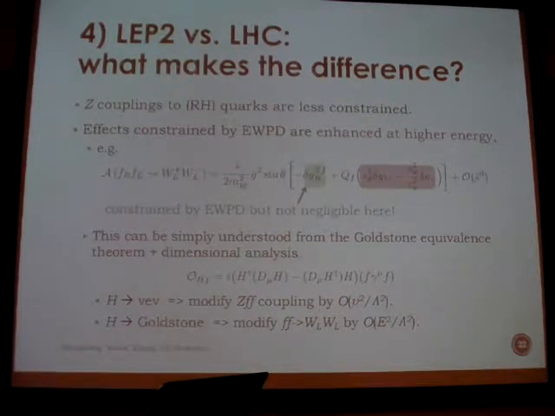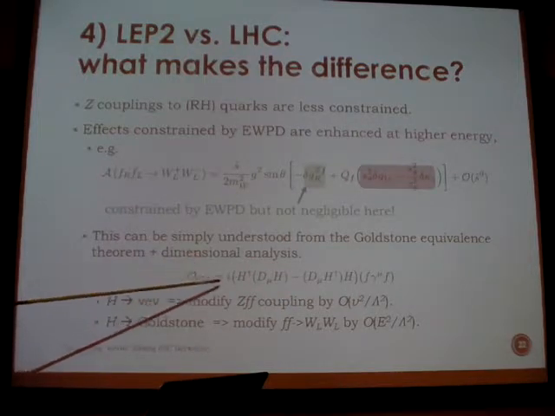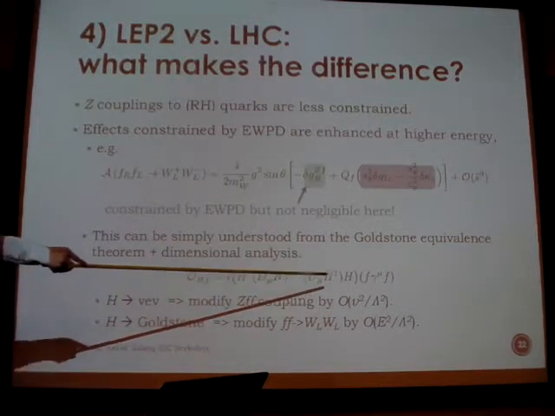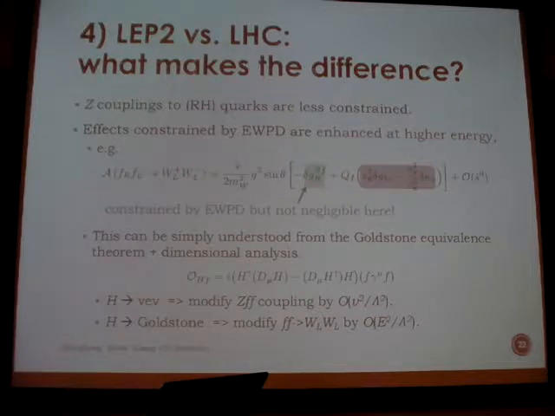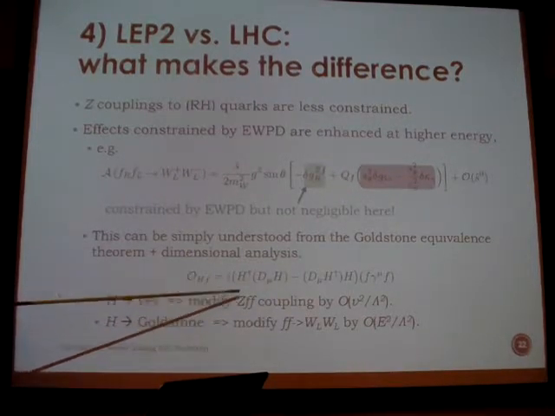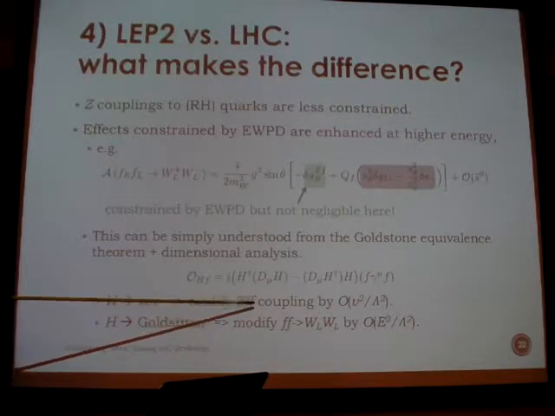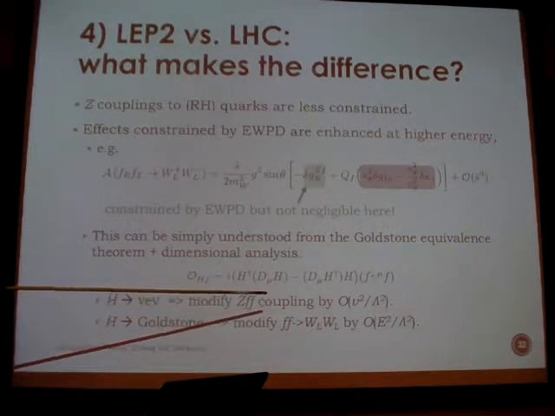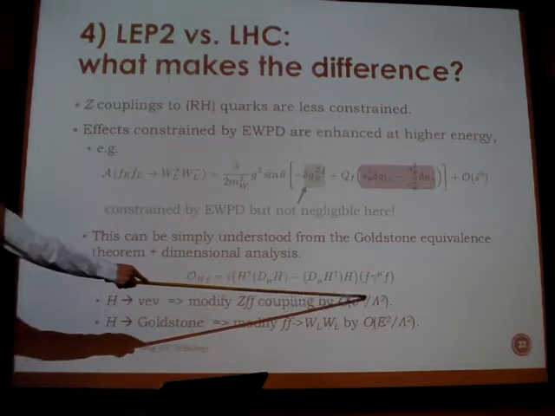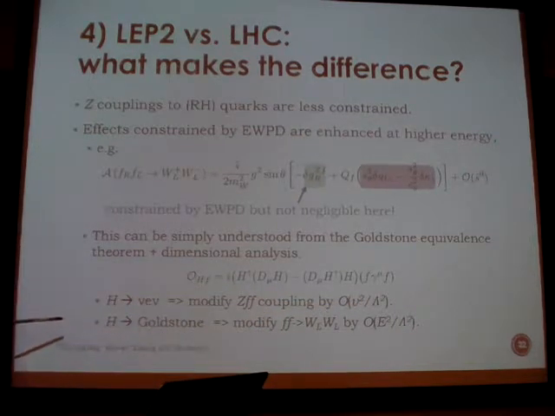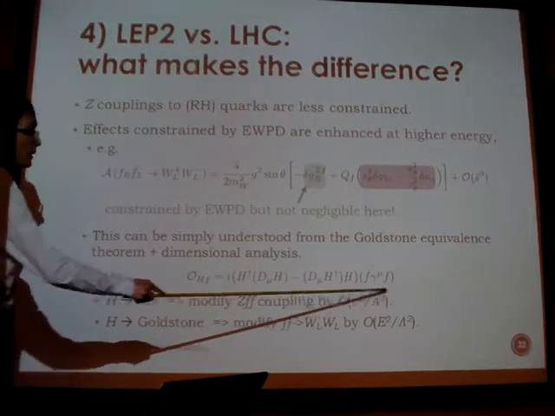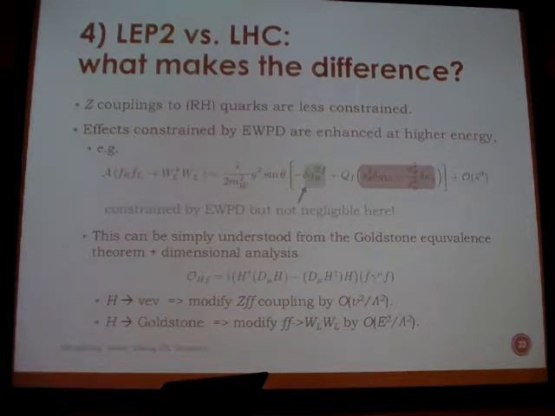And the relevant operators here are of the form H dagger D_mu H times a fermion current. So there are two sets of effects that can come out of this operator. First, if you take the Higgs to its VEV, then pull the Z_mu out of the D_mu, you see that it's a modification to the ZFF coupling. But this modification is only of order v squared over Lambda squared. It doesn't grow with energy. So if you sit on the Z pole, you can only get sensitivity to a v squared over Lambda squared effect.